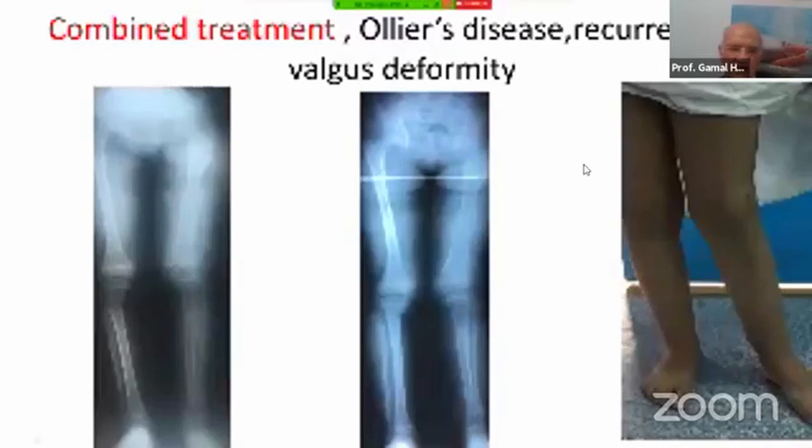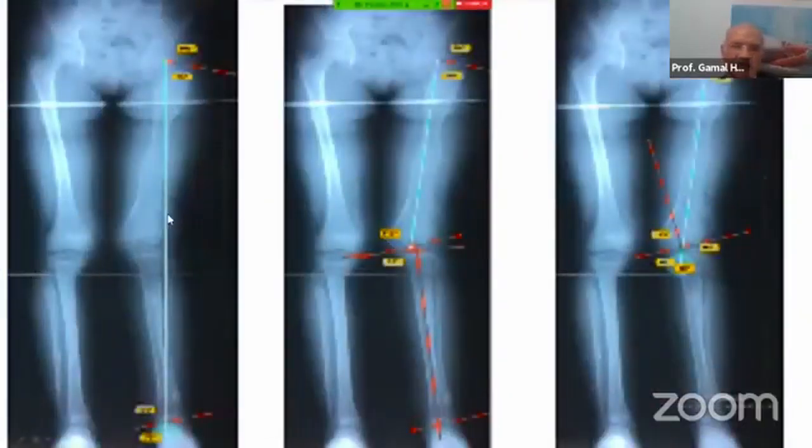And we drew the mechanical axis from the center of the hip to the center of the ankle. It passes lateral to the center. That means the patient has a valgus deformity. Where does that valgus deformity lie? Then we draw the mechanical axis of the femur from the center of the femur to the center of the knee. So actually it's mostly femoral deformity, but we also have a little tibial deformity.